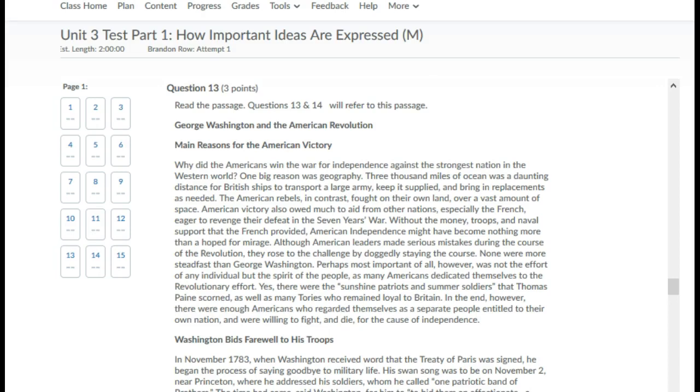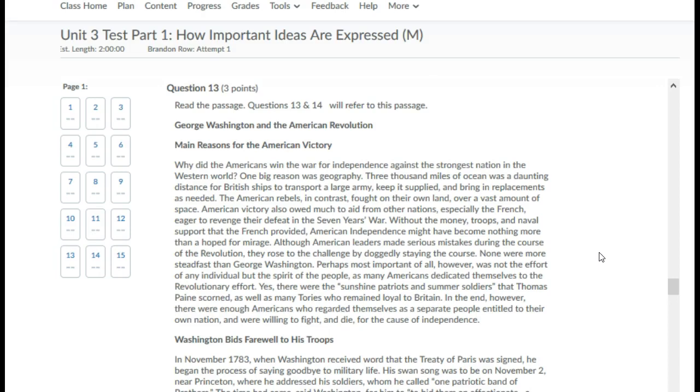3,000 miles of ocean was a daunting distance for British ships to transport a large army, keep it supplied, and bring in replacements as needed. The American rebels, in contrast, fought on their own land over a vast amount of space. The American victory also owed much to aid from other nations, especially the French, eager to revenge their defeat in the 7 Years' War. Without the money, troops, and naval support that the French provided, American independence might have become nothing more than a hoped-for mirage.